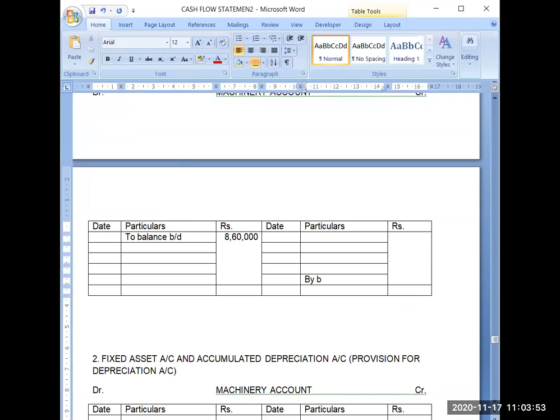By balance carried down, 9,50,000. Please be particular about how to write the opening balance and closing balance. Some students generally write the closing balance in the first line. Your closing balance should not be in the first line. The closing balance should always be after 3-4 lines. You know how to calculate the closing balance, that's why I'm saying.